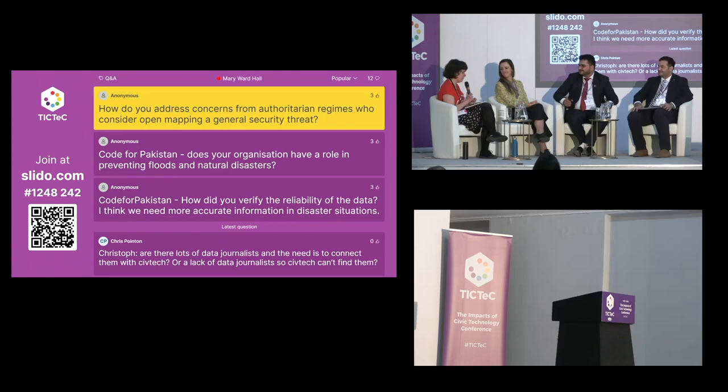If you had any comments on authoritarian regimes considering open mapping a security threat. So just to add to her point, we had this issue. When we were collecting this data, we wanted to not add data that could invade someone's privacy. So we took out their social handles, unless they added them themselves, in which case we gave them the power. We also tried not to include phone numbers and those kinds of things in the survey forms so that people's privacy is not invaded. So, yeah. Thank you so much.